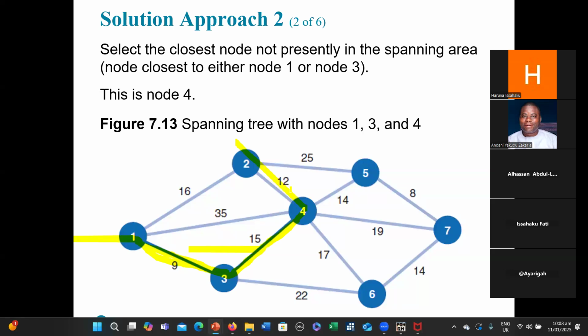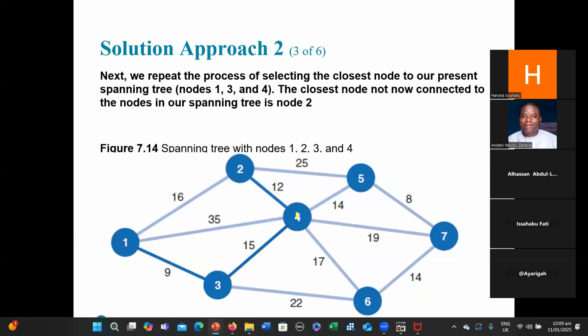So you see that unlike in the case of the shortest route, where, like in this particular case, when we are moving to 4, we have to come and add 9 to 15, in this particular case you are just looking for the nearest node connecting to the spanning area. Okay. So it's from 4 to 2.